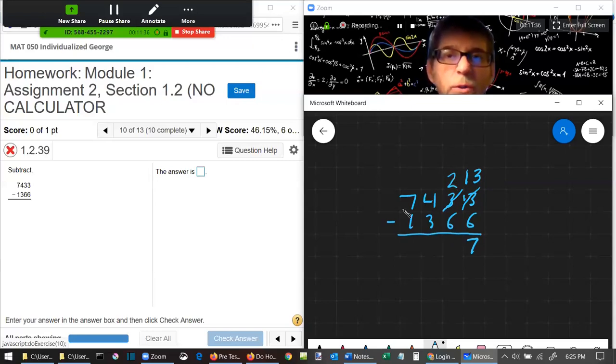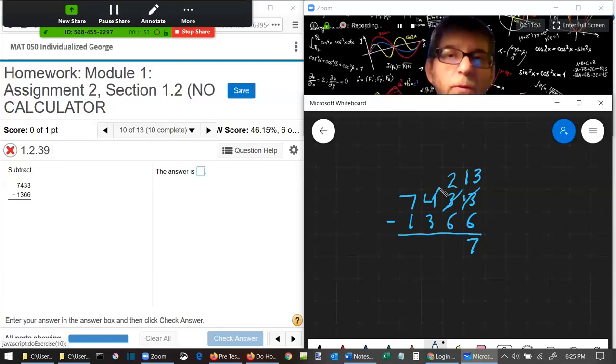We moved over to the next column, the tens column. Here we have 2 minus 6. Well, again, we cannot subtract this. 2 is too small for 6. We got to look to the left digit and see if we can borrow. If it's not a 0, we can borrow. It's a 4, so we can borrow.